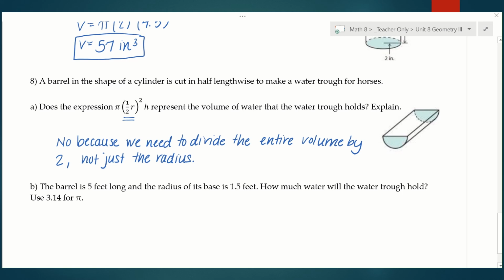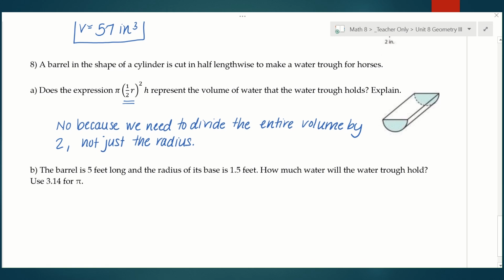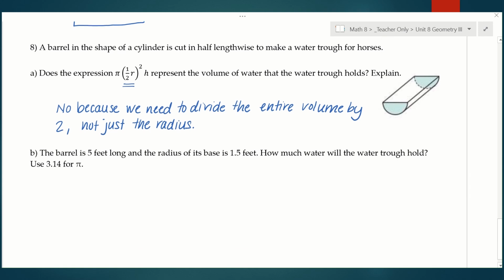Okay. So then part B says the barrel is 5 feet long and the radius of its base is 1.5 feet. How much water will the trough hold? Use 3.14 for pi. Okay, so now we've pretty much described what we need to do to actually figure this out. So I'm going to take my normal volume formula for a cylinder, but I'm going to divide it by 2 in the end because it's only half of a cylinder.